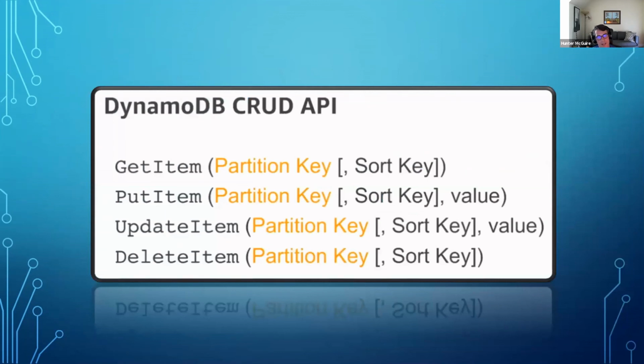And this kind of highlights, when I say mandatory, that, as you can see, for all the CRUD operations, get, put, update, and delete, you've got to have the partition key. You can have an optional sort key, and then for the put and update, where you're actually applying attributes or adding new items or applying values to your attributes, it would require a value.